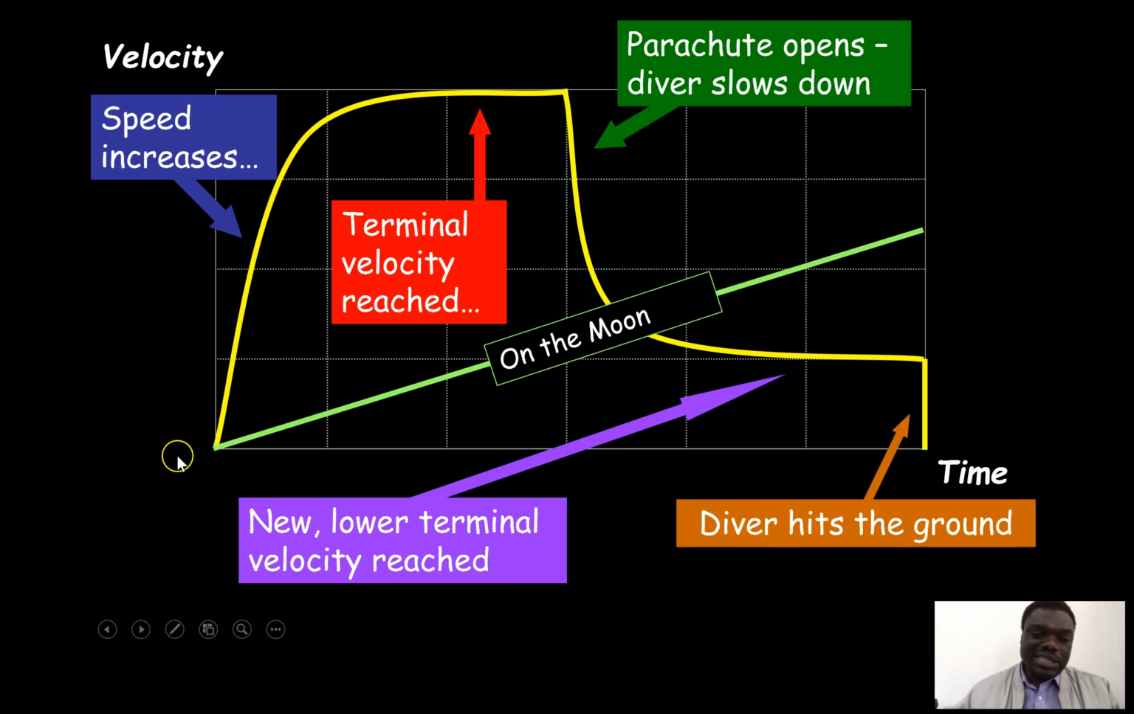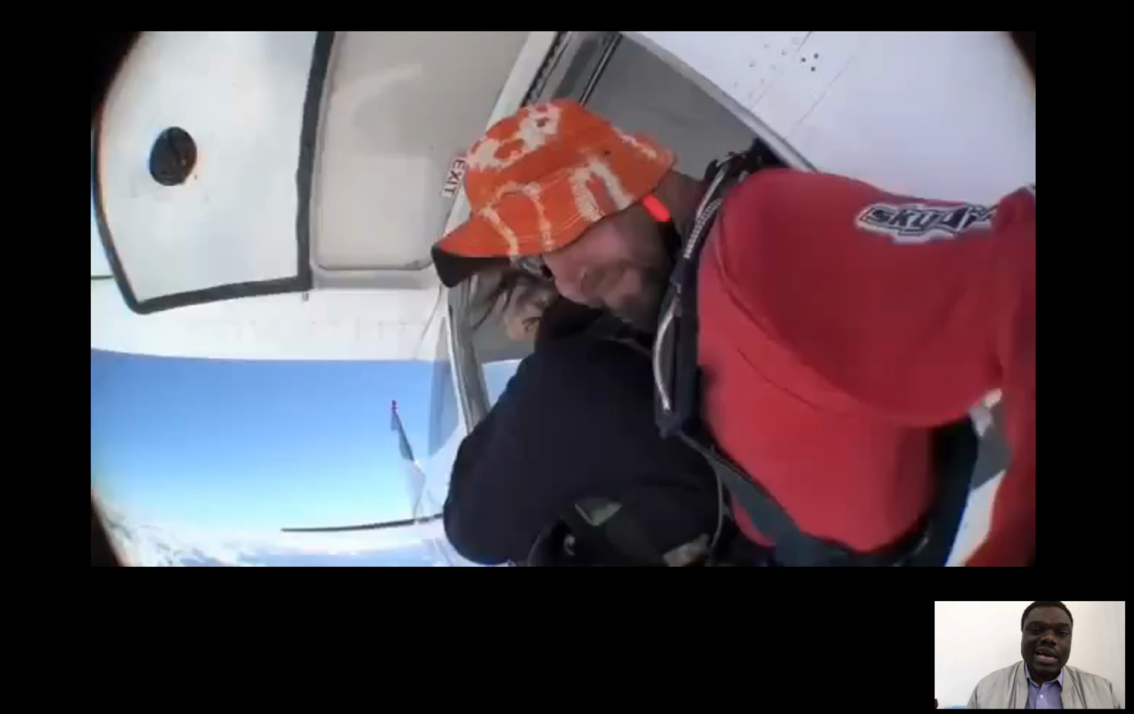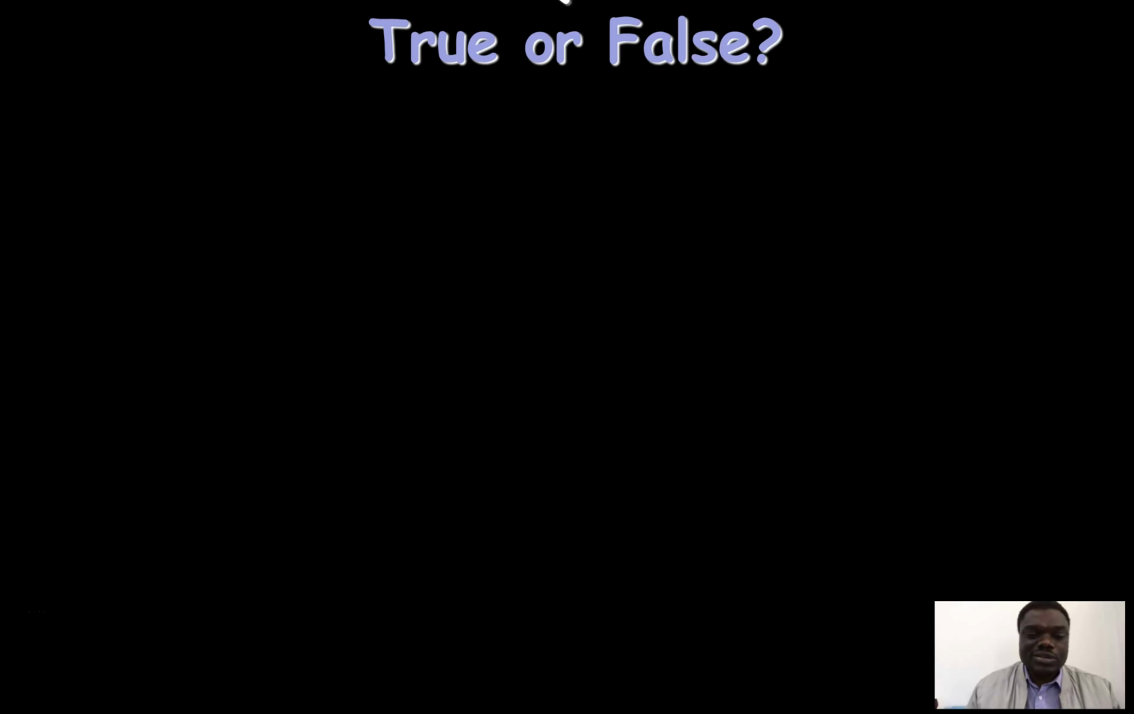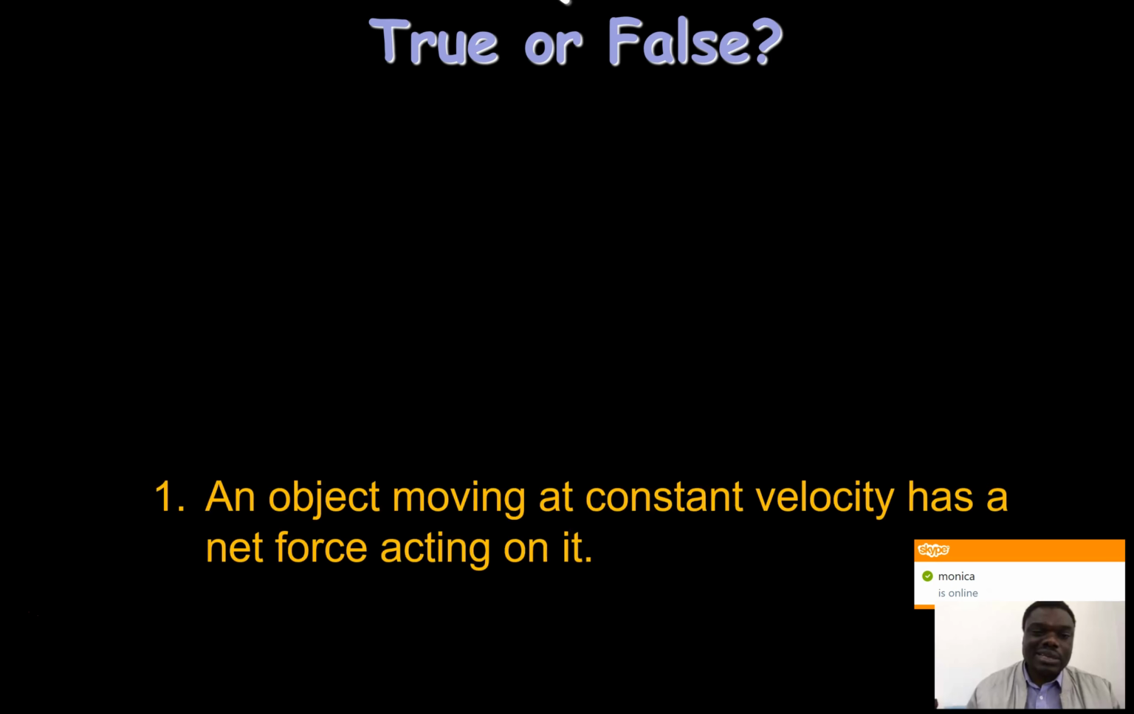But that acceleration is smaller than on the Earth, so the slope of the moon's graph is smaller than the slope of the Earth's graph initially, correct? Because the pull of the moon is much smaller. Okay, here are a few questions for you to answer. After watching this video, you should be able to answer these questions correctly.